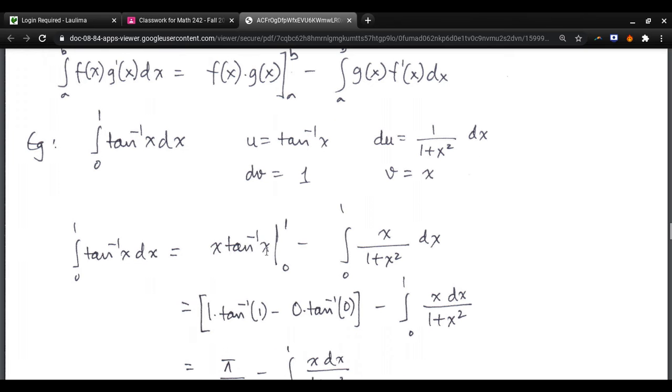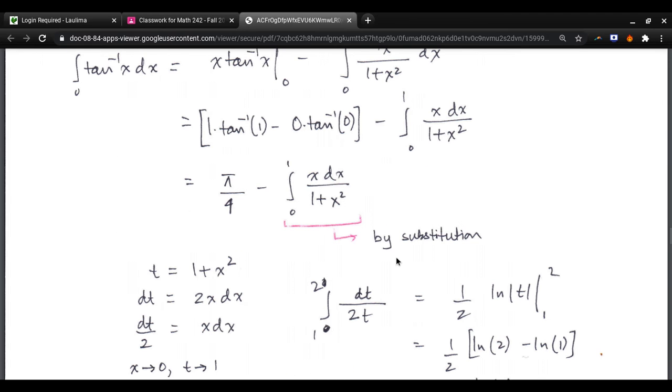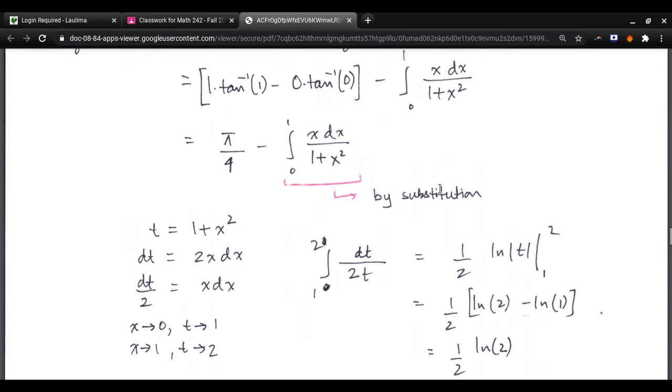So I get x tan inverse x from 0 to 1 minus the integral of x over 1 plus x squared from 0 to 1. I just plug in 1 and I get 1 times tan inverse 1 minus 0, minus the integral. Now the integral of the second part can be done by substitution. That is, you substitute the denominator, 1 plus x squared, to be t. Then you get dt is 2x dx.